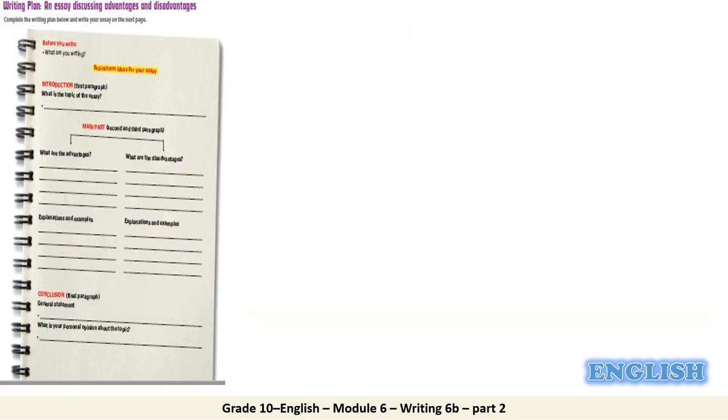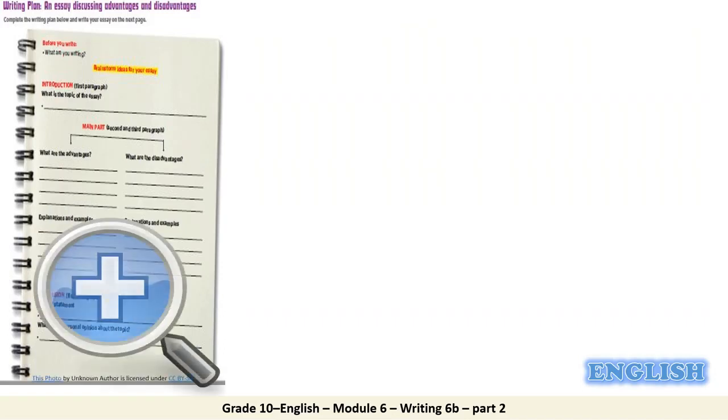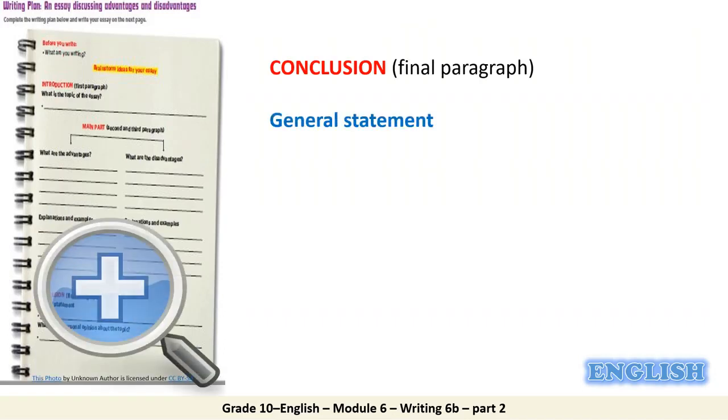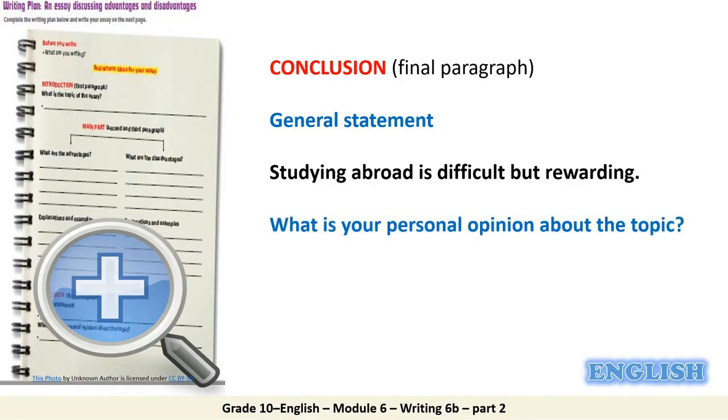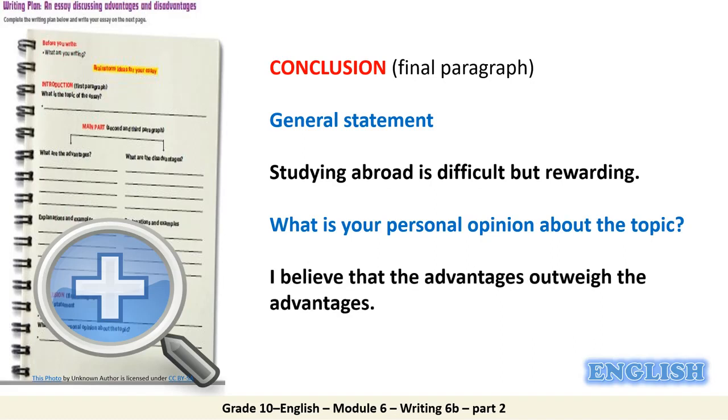Now the last paragraph, which is the conclusion, the final paragraph. So you should provide a general statement. For example, studying abroad is difficult but rewarding. So here I stated both sides, the pros and the cons. Now what's your personal opinion about the topic? I believe that the advantages outweigh the disadvantages.